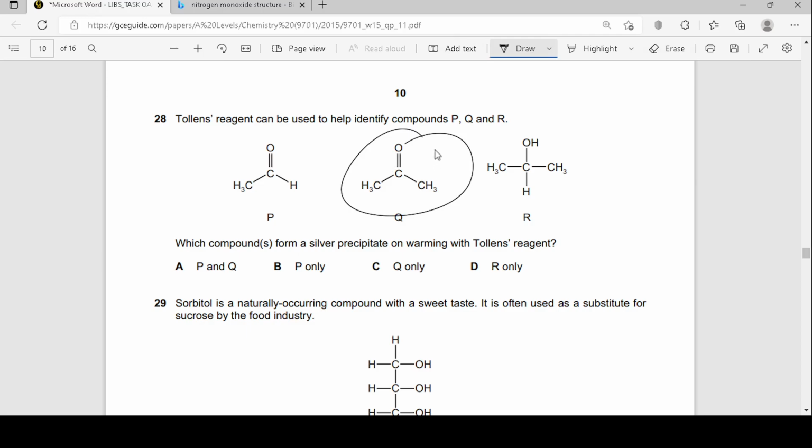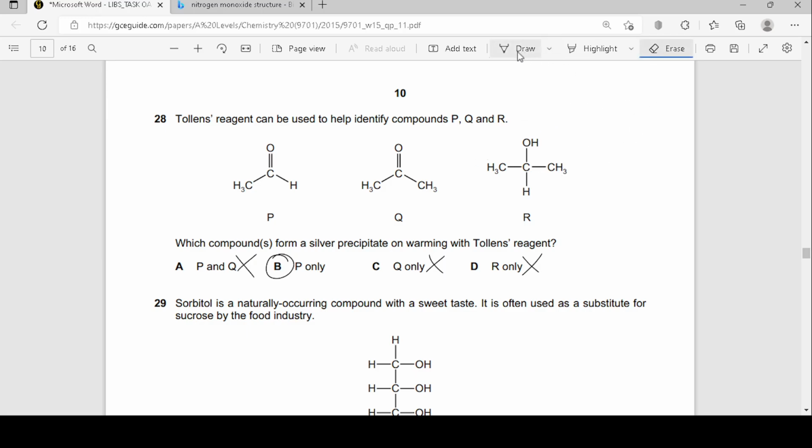This is a ketone, so that's wrong. This is an aldehyde because it has CHO and an R group there. So P can form a silver precipitate. Q only is out, and R only is also out because P has to be in the answer. Now P and Q is also out because Q will not form a precipitate, so the answer is B. R will not form a silver precipitate because it doesn't even have a CO at all.